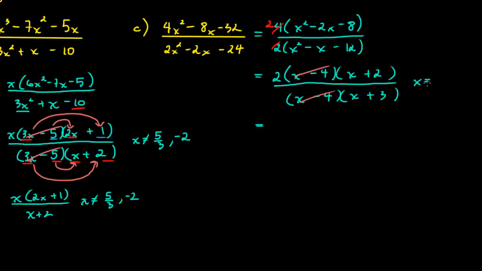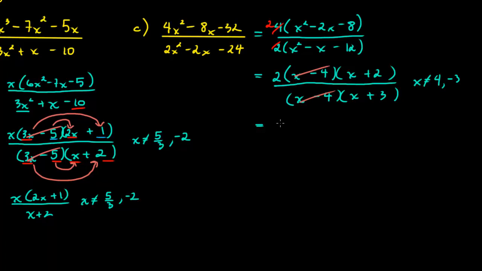The restrictions on x are that x cannot be equal to positive 4 and negative 3. And that's because if x is positive 4, we have 4 minus 4, which is 0, and that would give us division by 0 in the denominator. If x were negative 3, this factor would be negative 3 plus 3, which would give us division by 0 as well. So we have to restrict the variables.